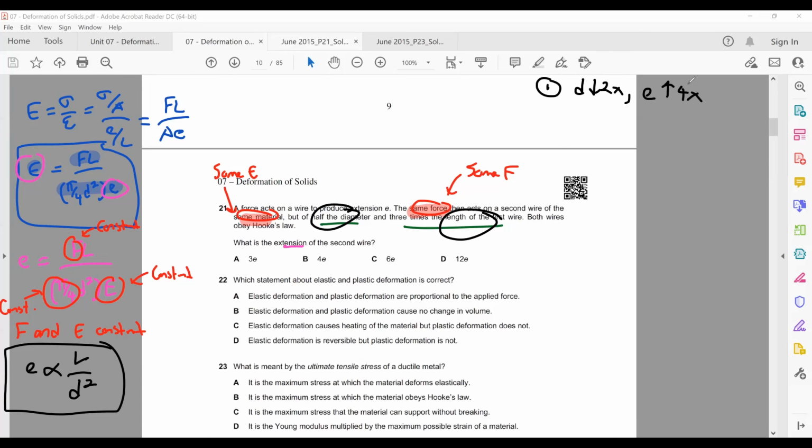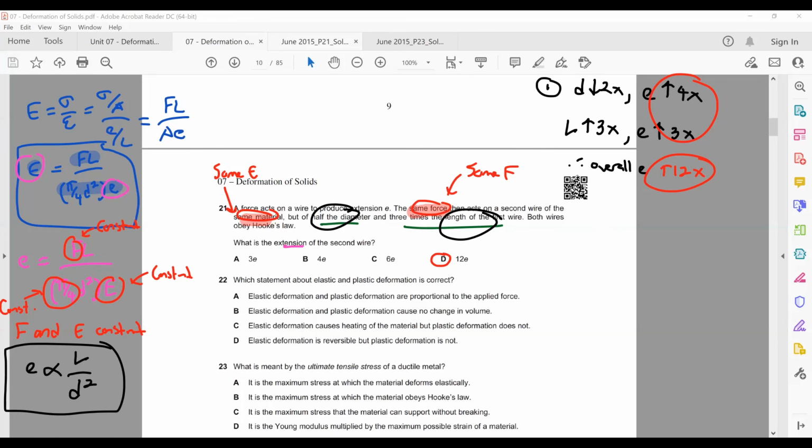But what about the effect of changing the length? Length here increased by 3 times. Since E is directly proportional to L, that means E increased by 3 times. Therefore, overall, E increased by 12 times, because this one increased 4 times and this one increased 3 times, and 4 times 3 is 12 times. So my overall extension increases by 12 times, therefore it's 12E. This is just you looking at the relation itself.